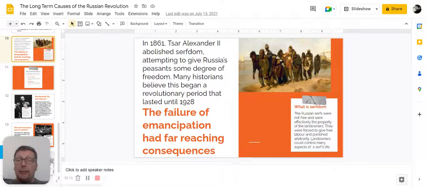that from 1861, the failure to abolish serfdom in a way that actually left the serfs in any way liberated, some historians believe, creates a period of crisis and unrest that is only resolved with the advent of Stalin to power. And so it's a huge factor in undermining Tsarist Russia. When you think about, you're talking about the affairs of the vast majority of the population, it's hardly any wonder.